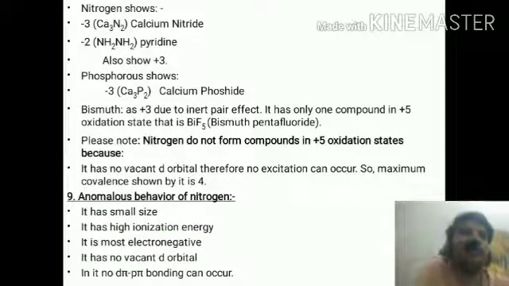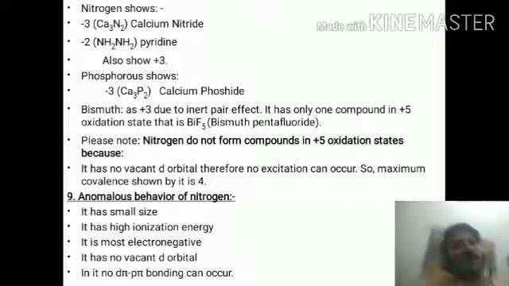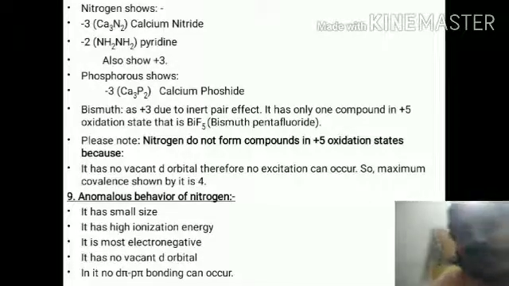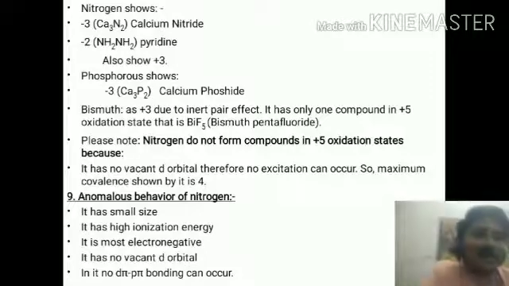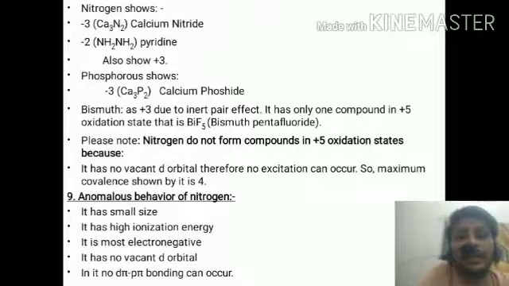Nitrogen, phosphorus, arsenic, antimony and bismuth show the +5 oxidation state, but nitrogen shows only the +3 oxidation state. Why? It is because nitrogen does not have a vacant d orbital. That's why it shows the +3 oxidation state.